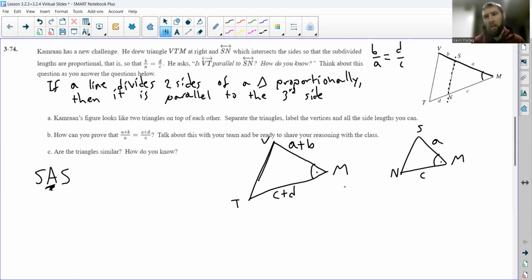Now let's deal with the side lengths. I'm trying to show, right, that (A plus B), which is this side, VM, divided by A, which is this side, SM, is equal to (C plus D) divided by C. Now, a little bit of algebra is going to let me do something to show that this is true, okay?